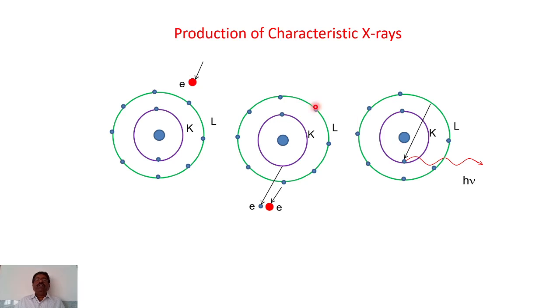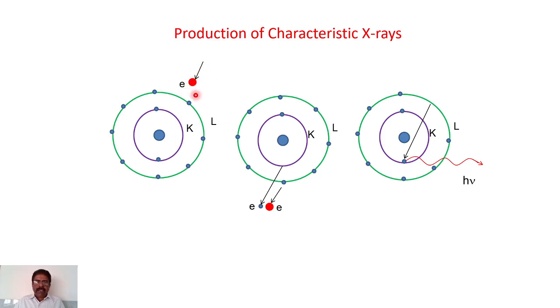Now let us see how these characteristic X-rays are produced. That means the theoretical reason, we try to understand from this diagram. In the X-ray tube, last time we studied the function of the X-ray tube, how it works and how X-rays are produced. So in the X-ray tube, when a highly energetic electron is bombarded on the target element, suppose this is the atom of the target element.